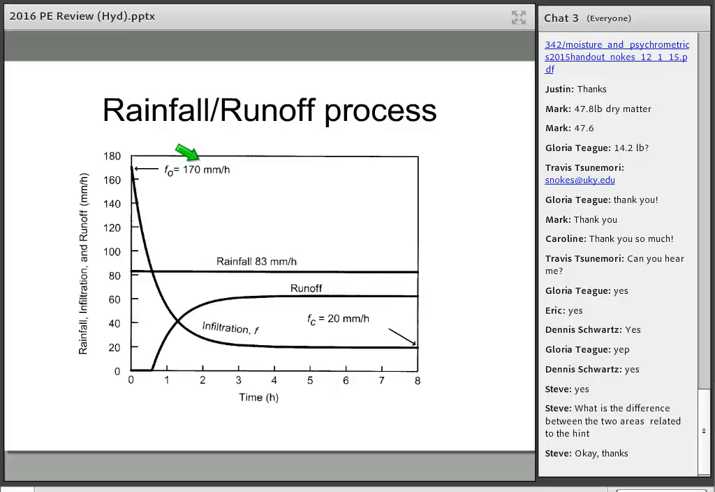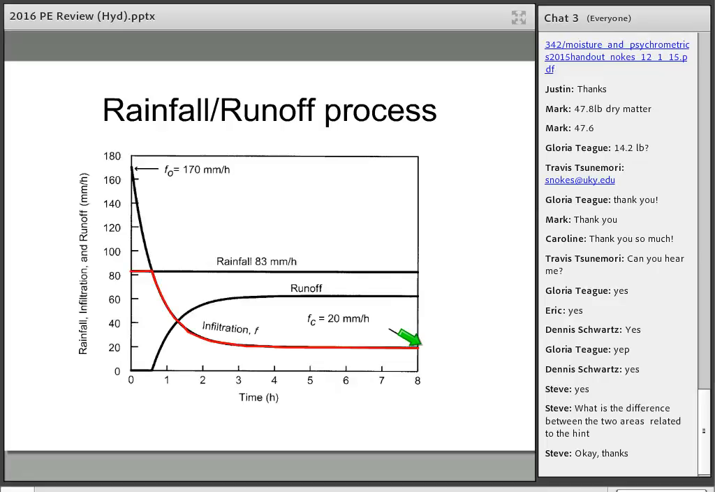I'll be that way. There we go. The soil can take in water, and as it takes more water in, it can take less in on a rate basis. So the rate curve for runoff capacity is that sloping curve there. And then let's see what it does from there as far as runoff.